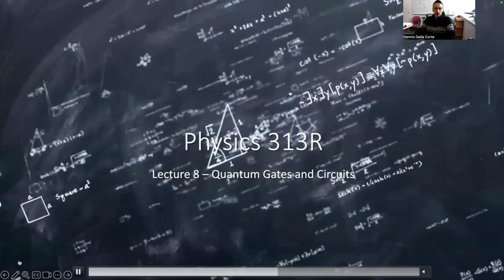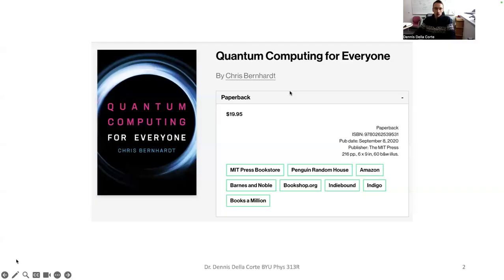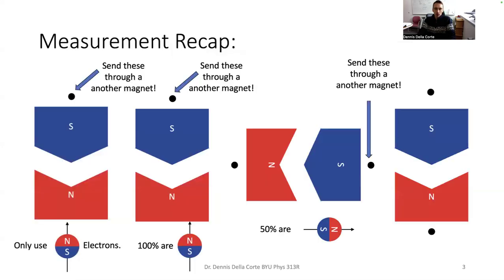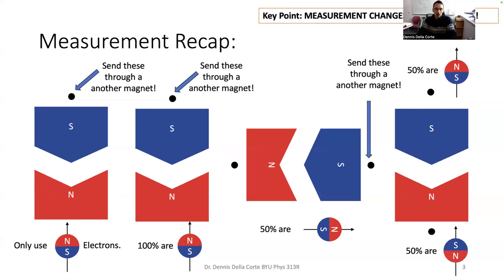Let's jump right in. As you recall, we are using the book Quantum Computing for Everyone for the basis of all of this, so I highly recommend you read in that book. I'm going to skip the recap because we've done it quite a few times. Just remember that measuring is what forces a qubit into a final state. Before the measurement, it sits in any superposition of possible outcomes.